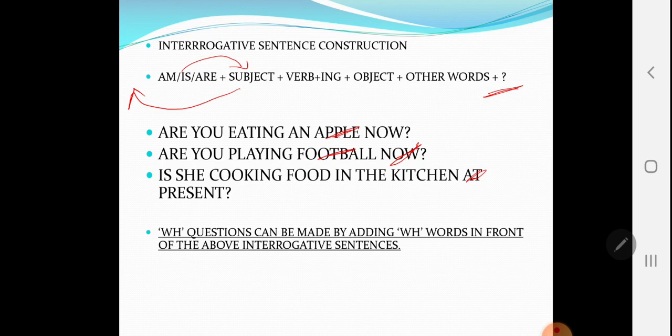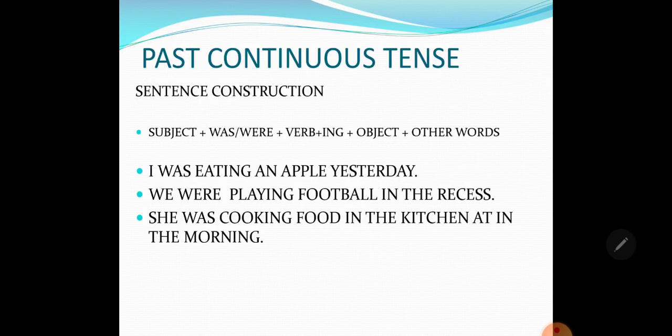Now let's switch over to past continuous tense. Here also very easy, was or were instead of is, am, are in present continuous tense. Subject plus was or were plus ing form of the verb, object, other words. I was eating an apple yesterday. We were playing football in the recess. She was cooking food in the kitchen in the morning. Now you can see, if the subject is singular we use was, if the subject is plural we use were.